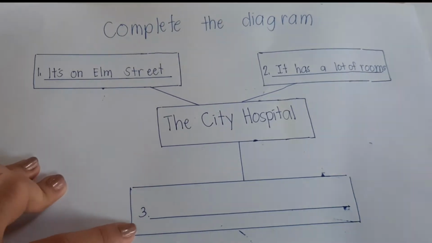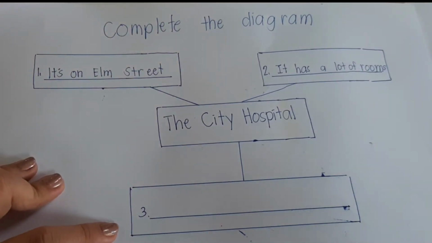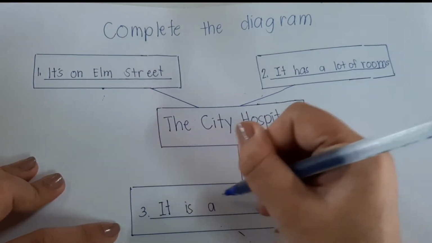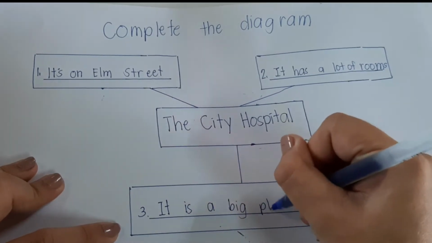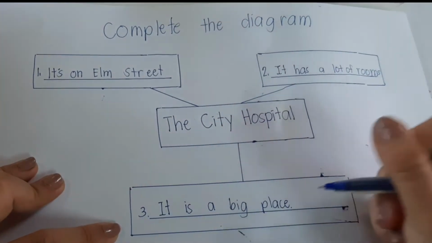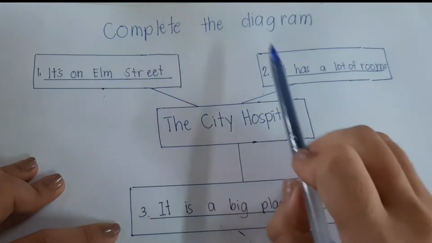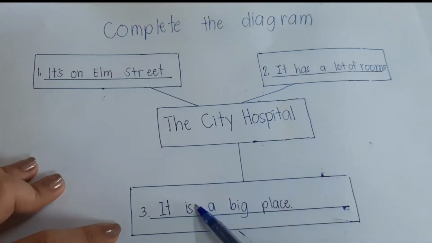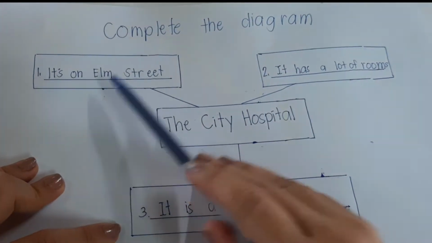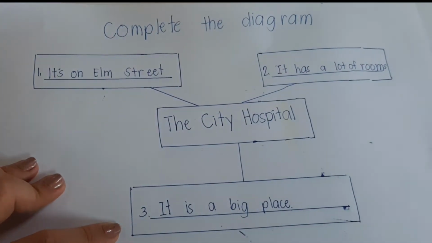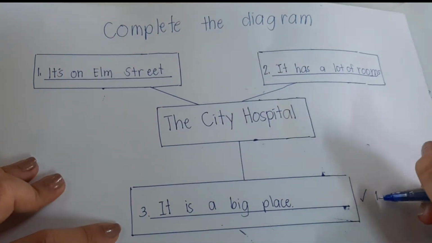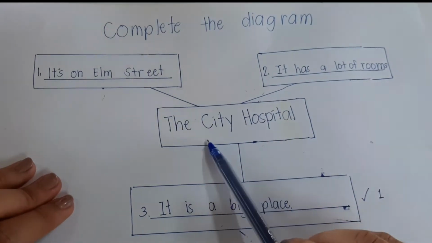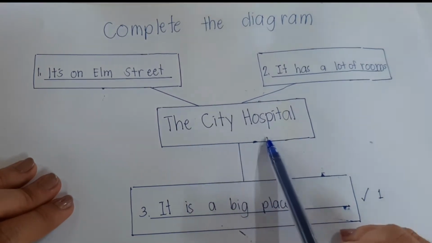And for number three, the last answer is, it is a big place. Remember, the answer in number one, you can put it in number two or number three. As well as in number two and number three, you can put it anywhere inside the box as long as these three are your answers. I want you to put a check to know that your answers are correct. This is how the girl described the city hospital.